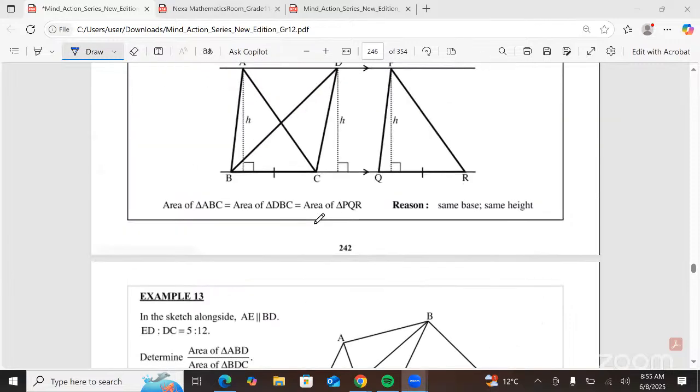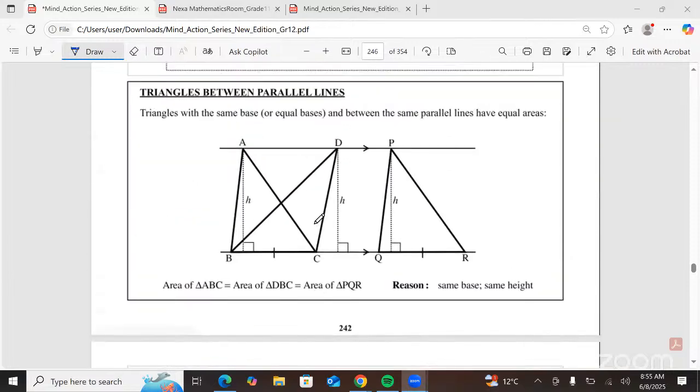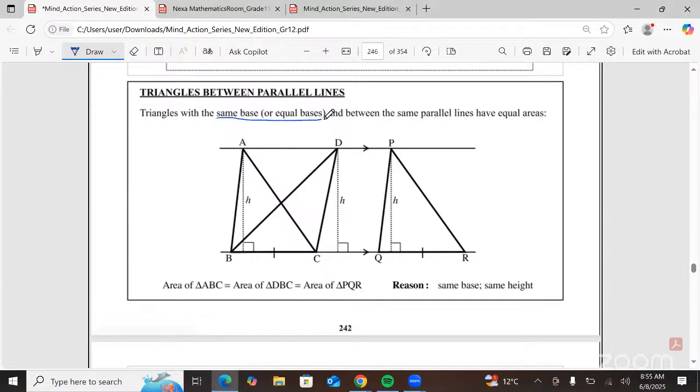So here now we have the triangles between the parallel lines. They are saying triangles with the same base. This is important: these are triangles with the same base. And those triangles are between parallel lines, meaning they have the same height. So if triangles have the same height and the same base, it means that they have equal areas.